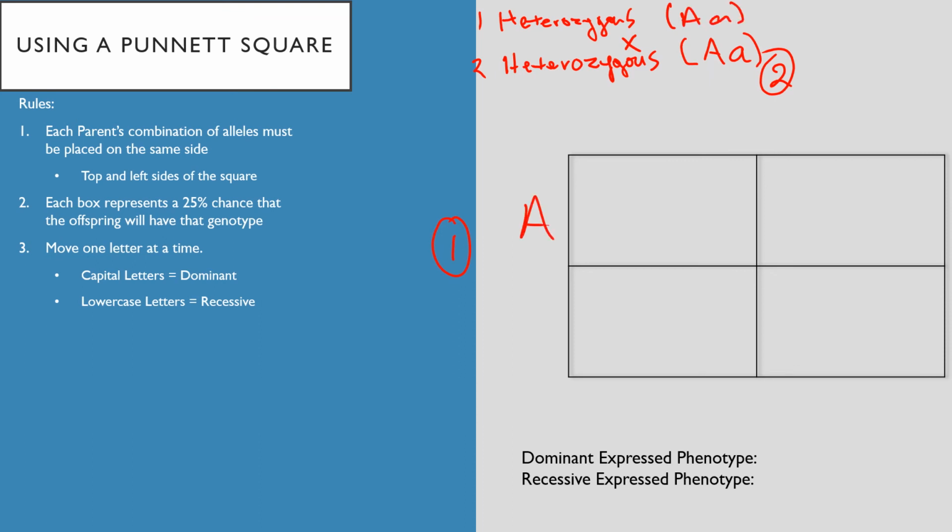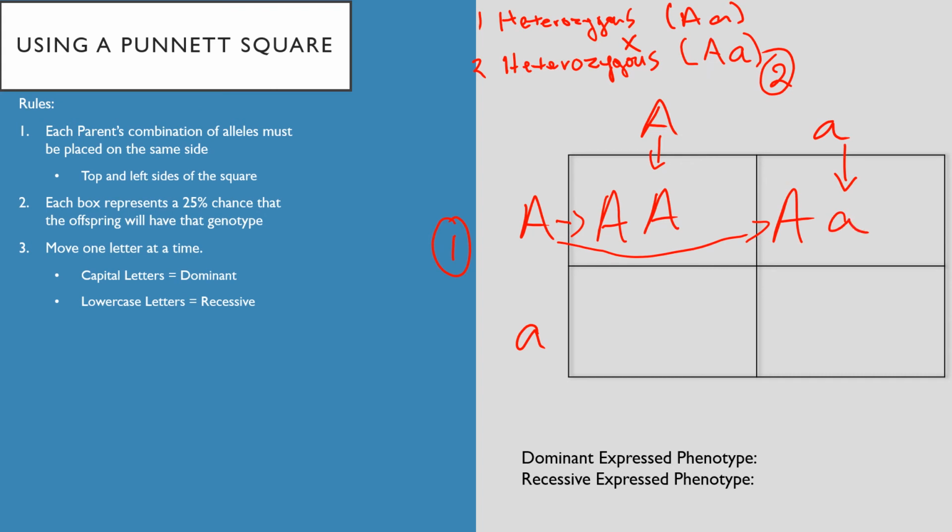So we're going to place this on our Punnett square, parent 1, parent 2, and we're going to bring it over, bring it down, bring it over, bring it down. All right. And so we're going to go back to our percentages here.